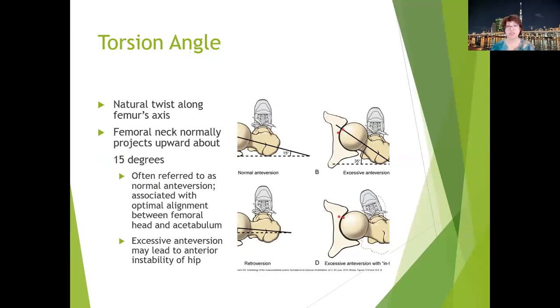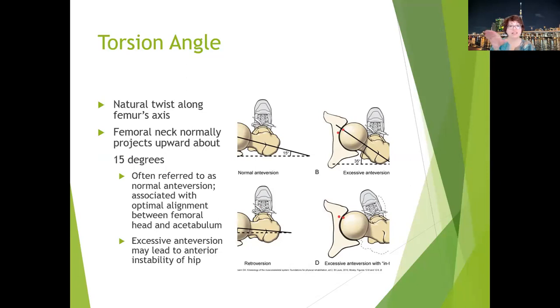The angle of torsion, so the femur has a natural twist along its axis. The femoral neck normally projects upward, if we're looking at it from the end here, about 15 degrees. It's often referred to as normal anteversion. So this would be flat, this would be anteverted, and retroverted would be the opposite way. It's associated with optimal alignment between the femoral head and the acetabulum.